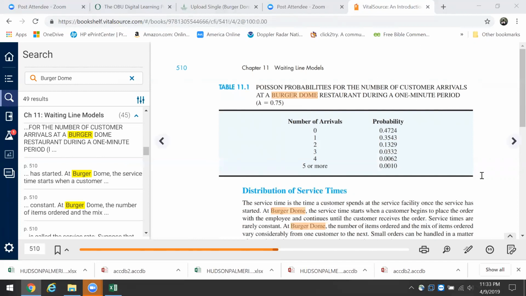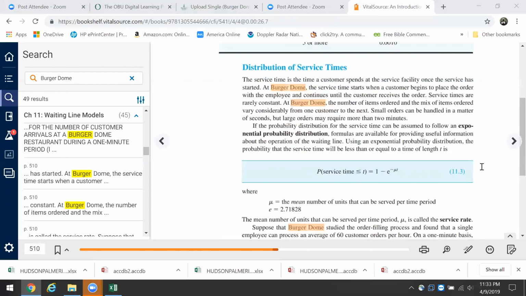and that's our distribution of service times, and the authors talk about this, and they give us the probability of the service time, and that's the mean number of units that can be served per period. And there's the eigenvalue, and that's the formula for the exponential probability distribution.